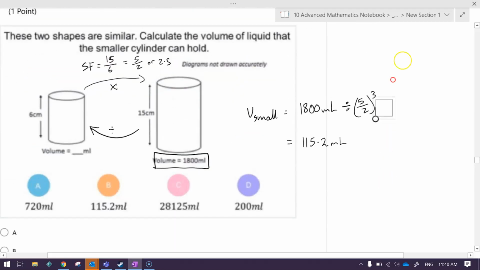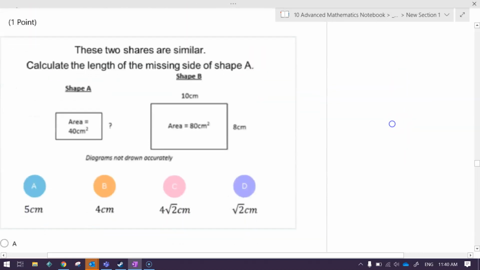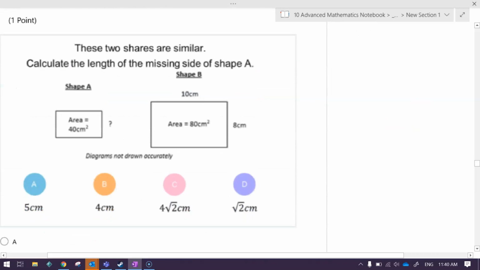So 115.2, yes, that was answer B. I don't think I remembered to circle that, or indicate it anyway. These two shapes are similar. Calculate the length of the missing side of shape A.